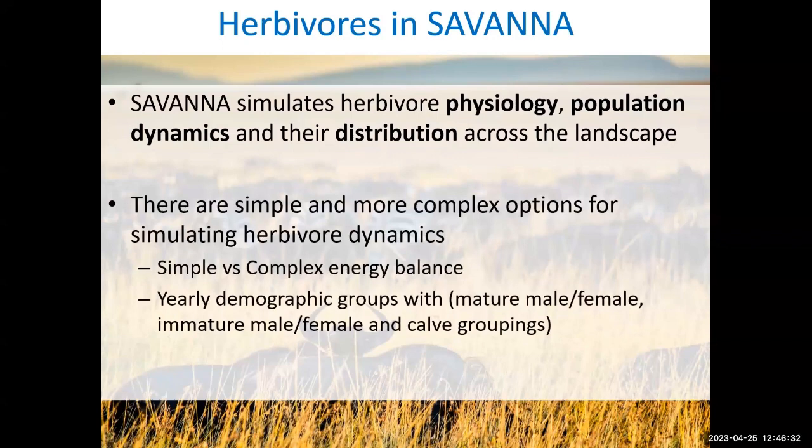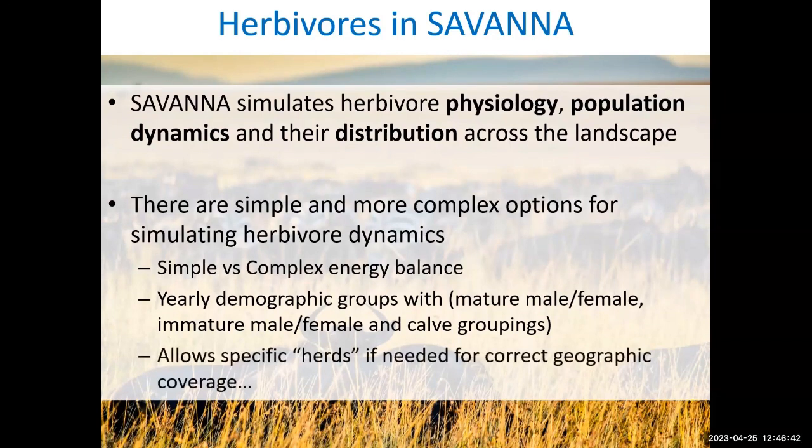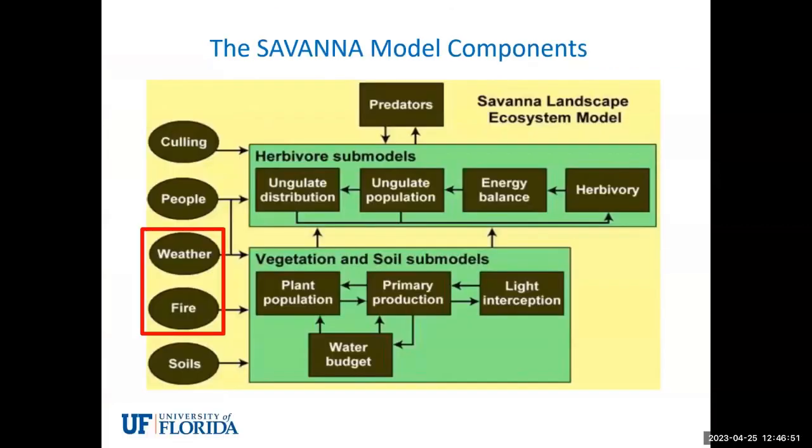Usually it's simulating different groups of your herbivores, so you can see whether the calving, did they have many babies that year? Was it good or bad? You could relate stress if you want. And you can put in specific herds if you need correct geographic coverage of herds, or you can kind of turn them loose and let them wander the landscape, whichever you wish.